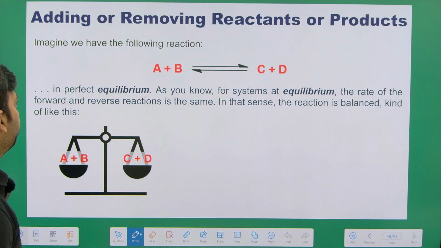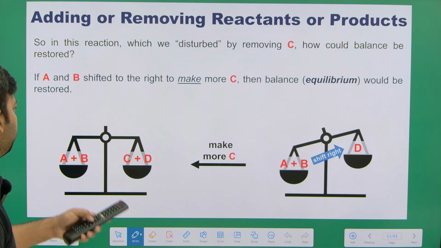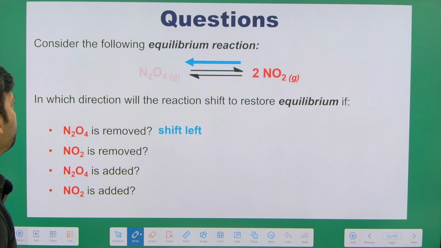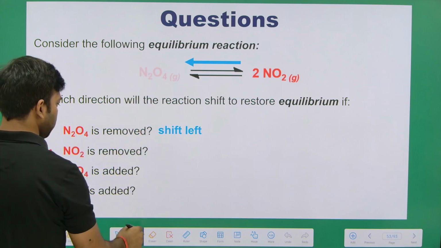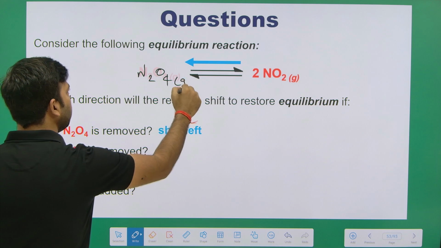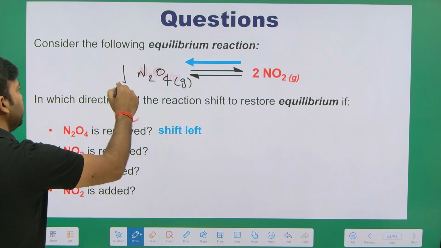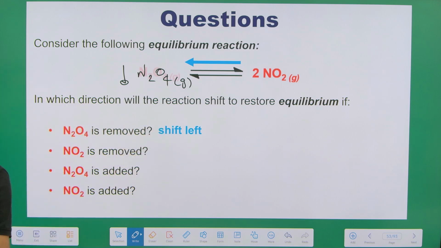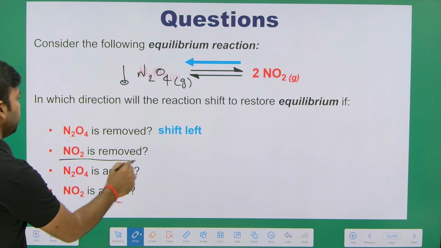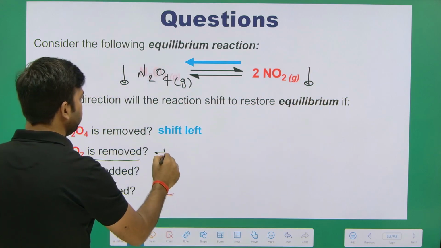So this is Le Chatelier's principle. You can see this is the effect of reactant and product concentration. Okay, look at this question here. This is N2O4. This is N2O4. The very first question is N2O4 is removed. Removed means decrease. Decrease means equilibrium will shift to the left. Easy. Now second, NO2 is removed. NO2 is removed means NO2 is decreasing. So equilibrium will shift forward.